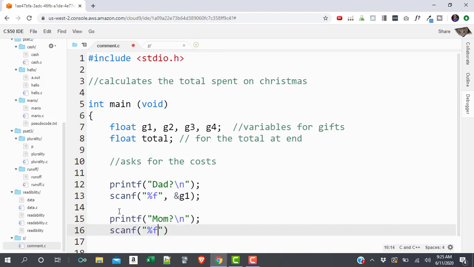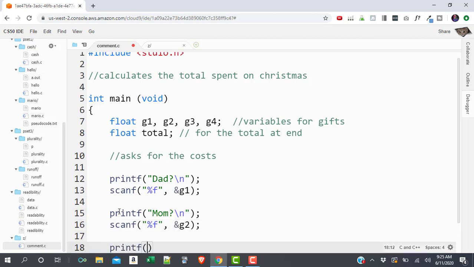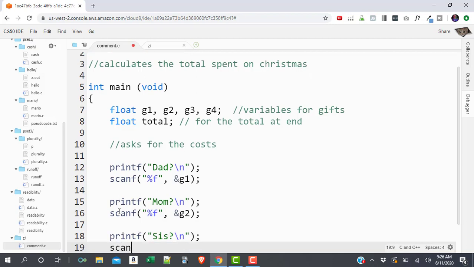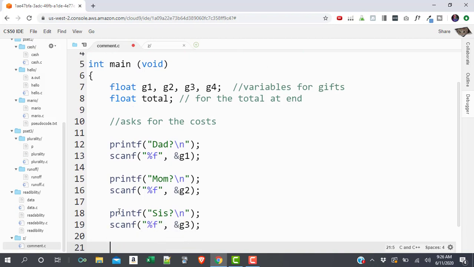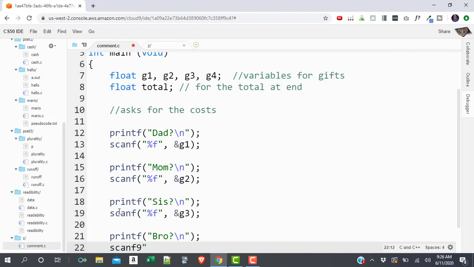Scanf %f, G2. Do the same thing for our sister, scanf %f, and G3. Do one last one. We'll say bro, %f, and we'll do G4.